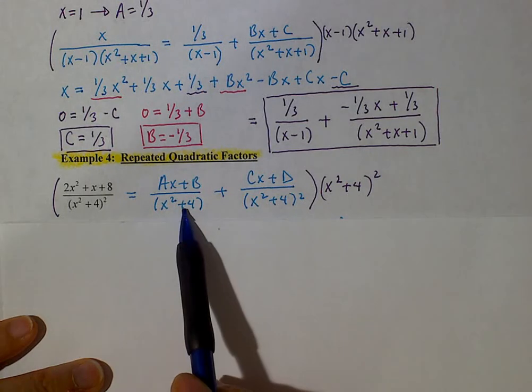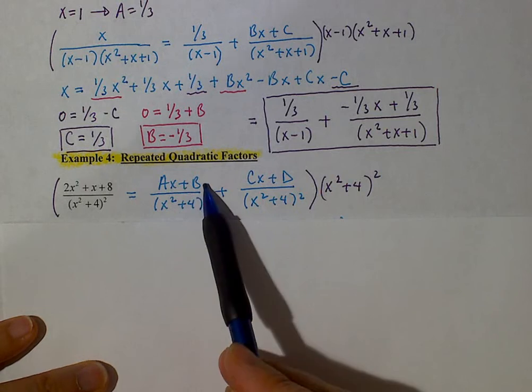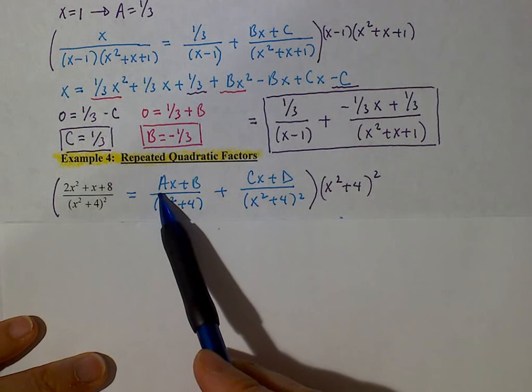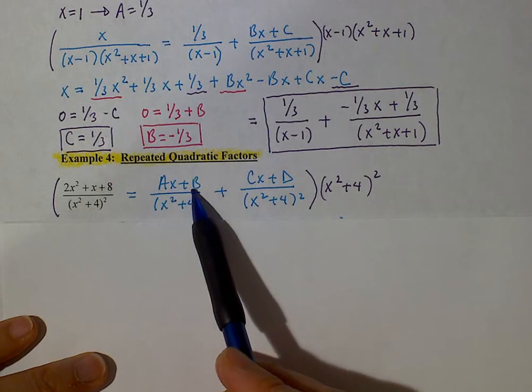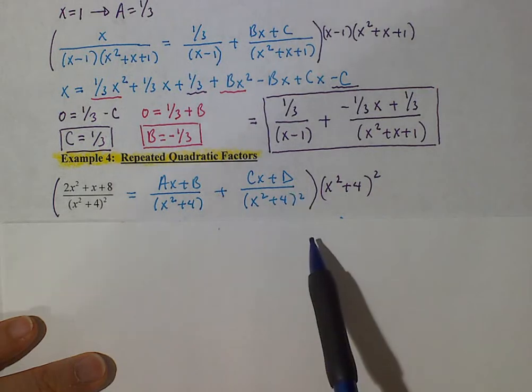So if the denominator is a quadratic, that means the numerator has to be a linear. And then same thing with this. So I'm going to use ax plus b in the numerator here, and then a cx plus d in the numerator here.